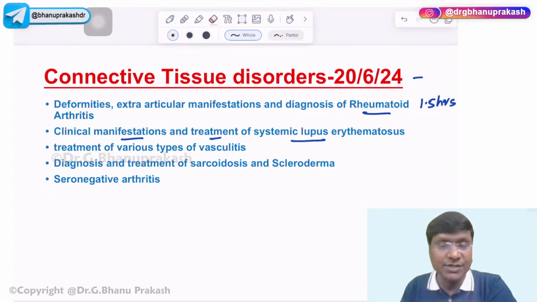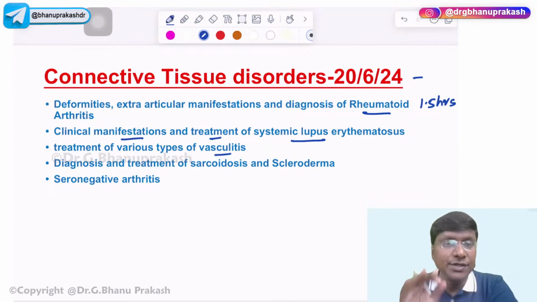Next is vasculitis. Already you will be learning the vasculitis in the pathology. But in the medicine, you need to know the treatment. Takayasu, what is the investigation of choice and treatment? Giant cell arteritis, what is the investigation of choice and treatment? Kawasaki, investigation of choice and as well as treatment. Henoch-Schönlein purpura, investigation of choice and treatment. Churg-Strauss syndrome, investigation of choice and treatment. Microscopic polyangiitis, investigation of choice and treatment. Wegener's granulomatosis, investigation of choice and treatment.